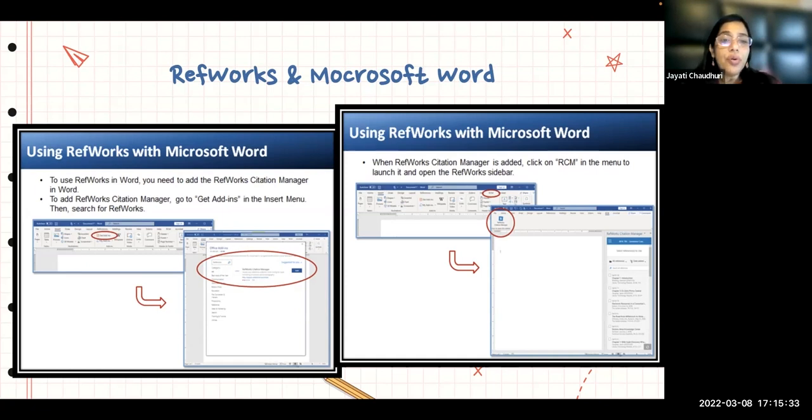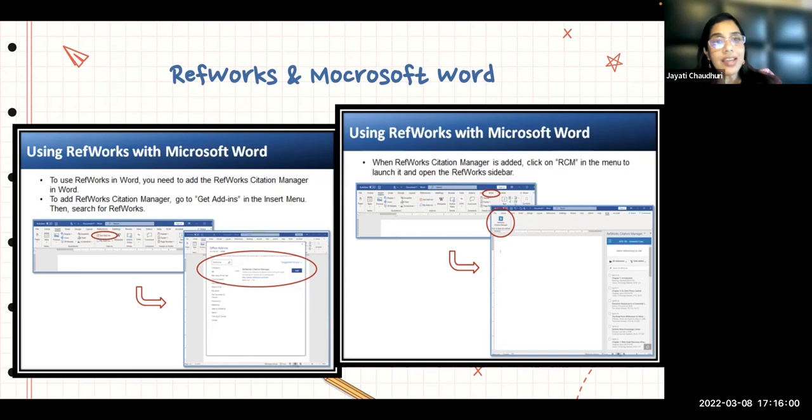So if you go to Microsoft Word, then you click on Insert and then you select Add-ons. And then you search for RefWorks, and the RefWorks icon will pop up, and then you add RefWorks to your Microsoft Word. So on the right-hand side of the screenshot, you can see it's called RCM, RefWorks Citation Manager. It will be added to your top menu bar.